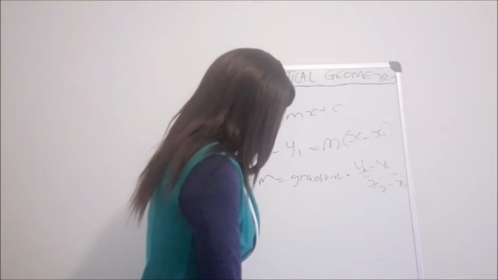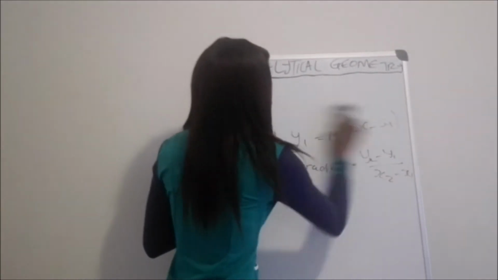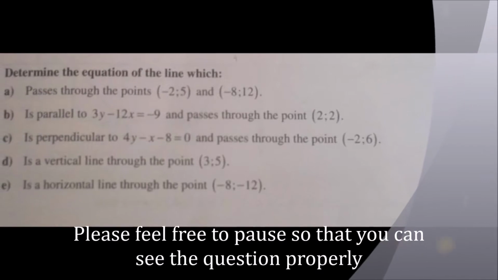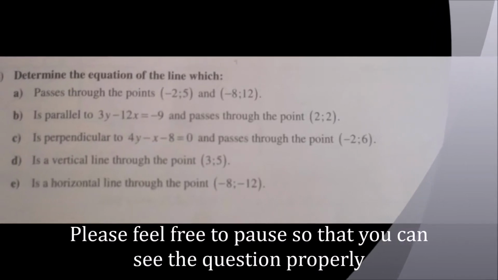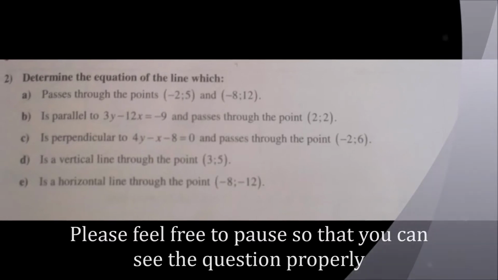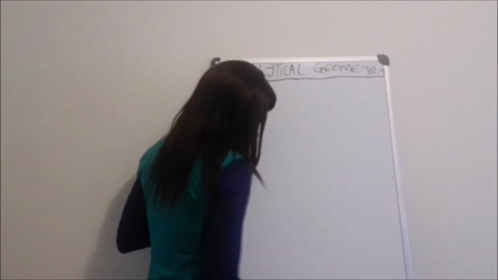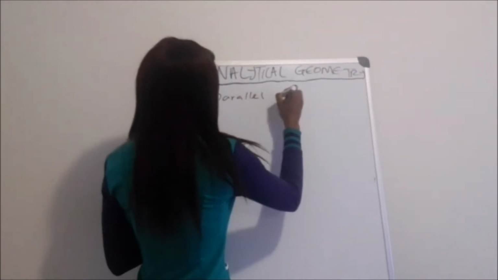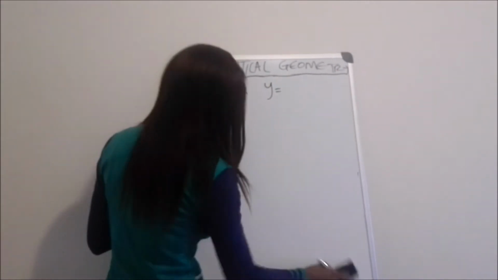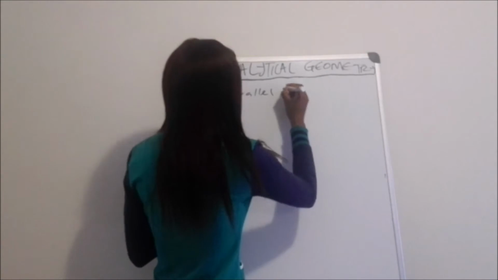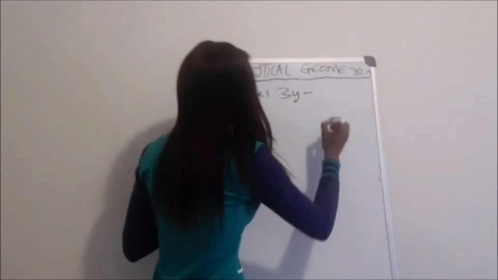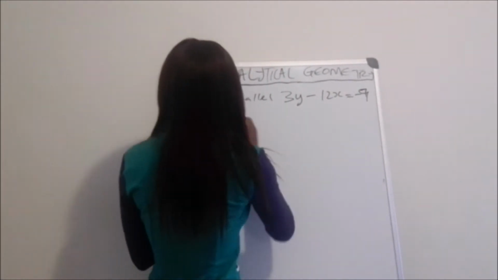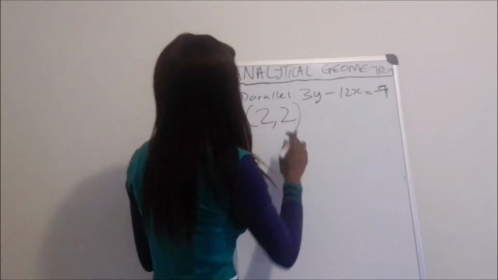All right, let's do a question which is to find an equation of a straight line which is parallel to the line which has an equation of 3y - 12x = -9. This line is passing through the point (2, 2).